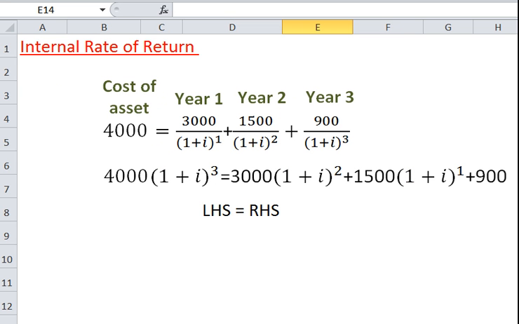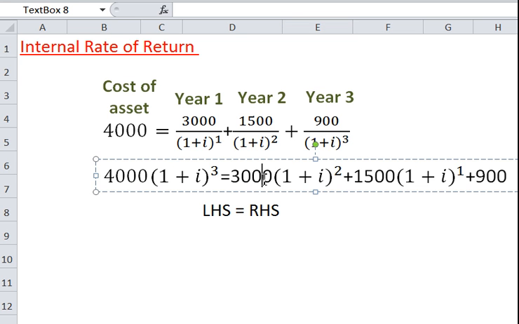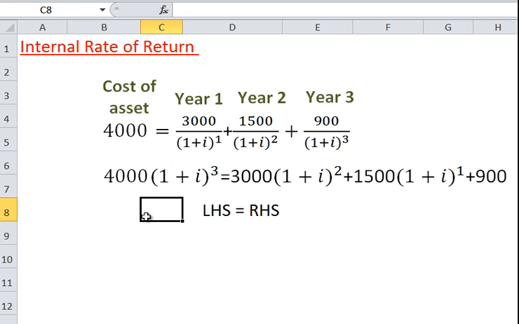Now what we're going to do here is take the left hand side, this side over here, equal to the right hand side, the right hand side over here. Now if we can get the left hand side to equal the right hand side, that's it done. So we need this left hand side to equal the right hand side.